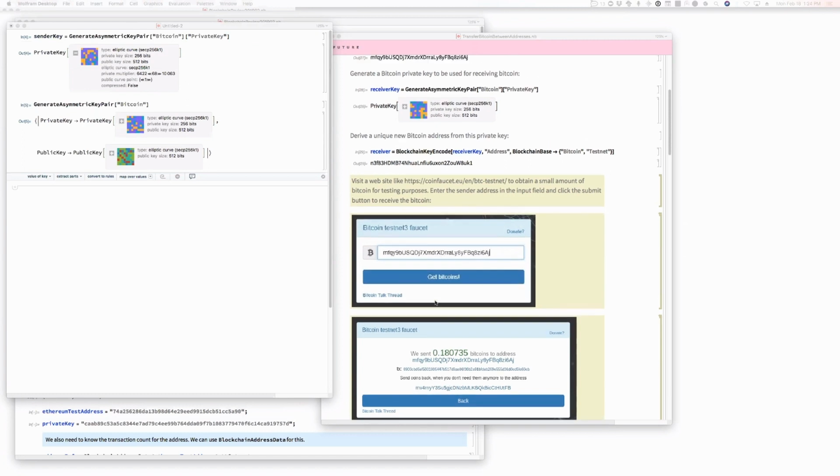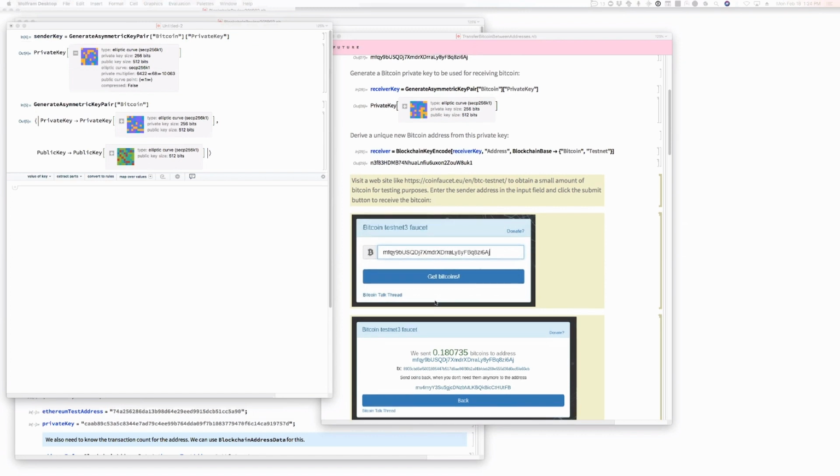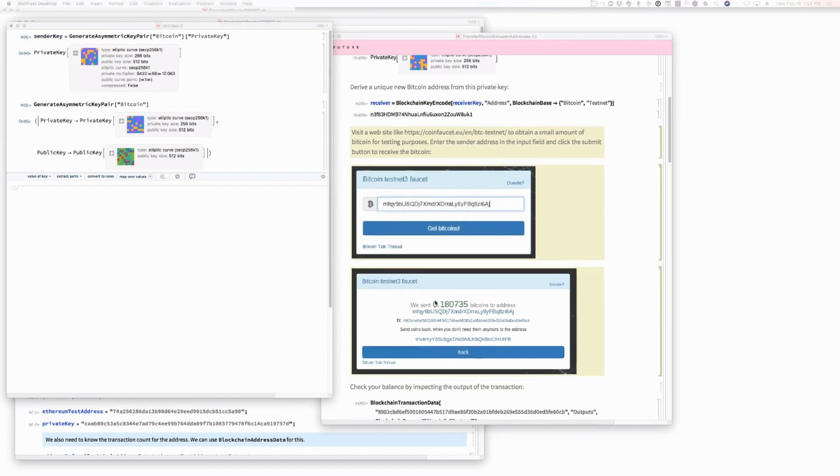All right. Mm-hmm. So now we go to a Bitcoin testnet faucet that will give us free fake Bitcoins. And we enter there the sender key because we need to have some Bitcoins associated to that sender address. So that's how we get the Bitcoins, through that faucet. Okay.